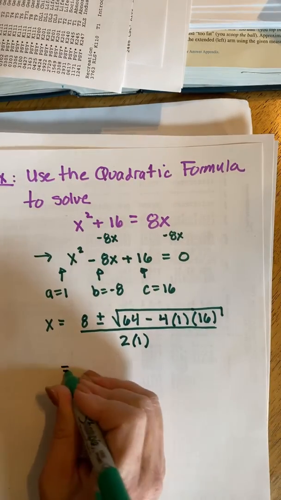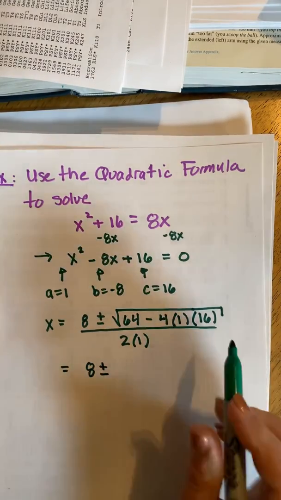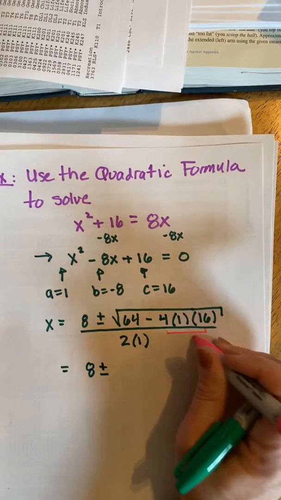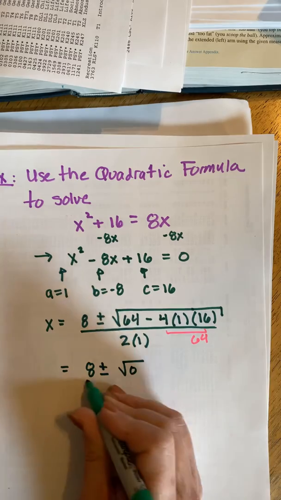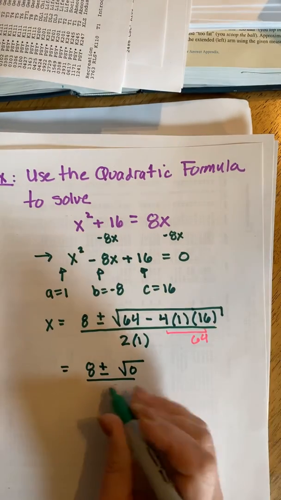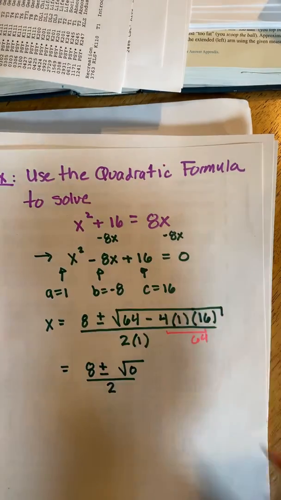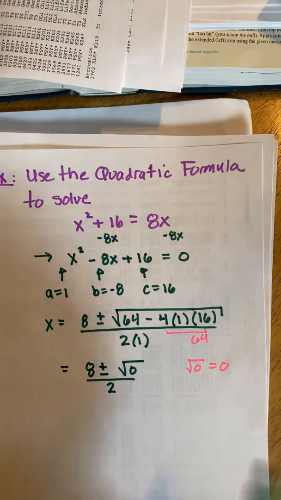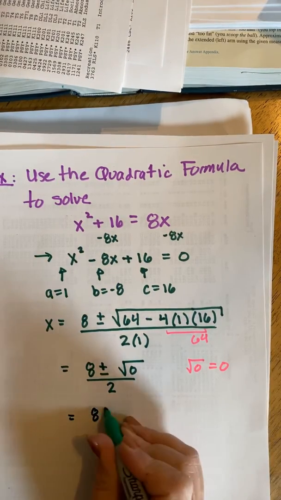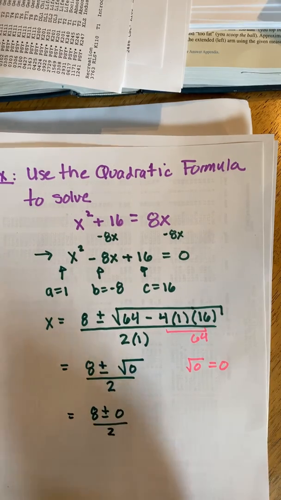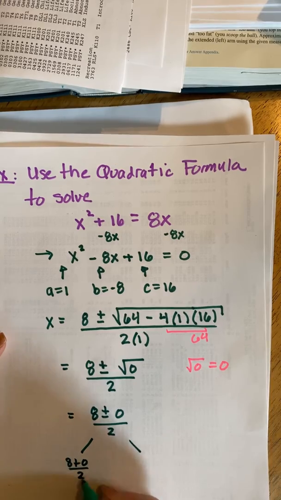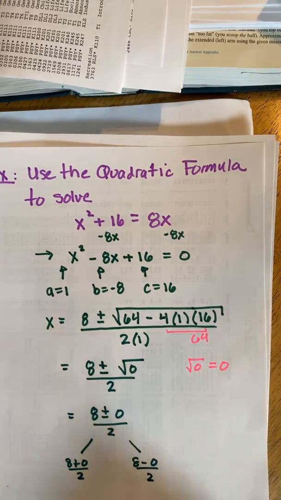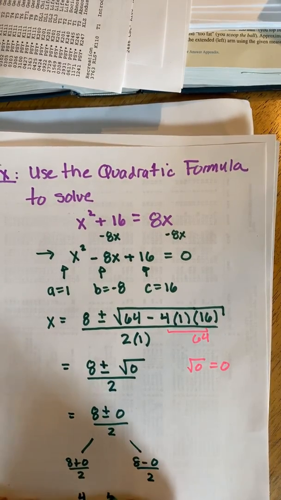All right, so let's clean this up. 8 plus or minus the square root of 64 minus 4 times 1 times 16, which is 64. So we're going to get the square root of 0, because 64 minus 64 is 0, all over 2. But we all know the square root of 0 is just 0. So we didn't make a mistake. We just have a unique situation here. 8 plus or minus 0 over 2. Well, if we break this up, 8 plus 0 over 2 and 8 minus 0 over 2 are going to produce the same result, 4.